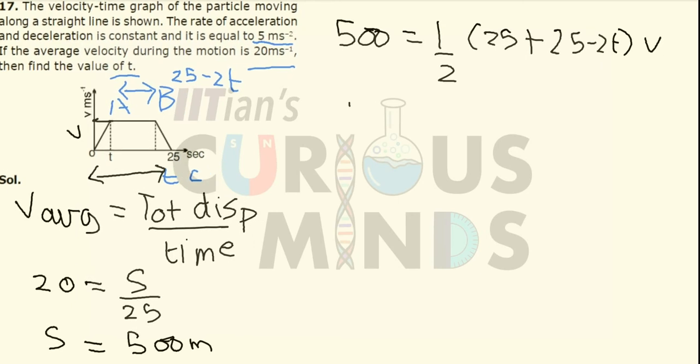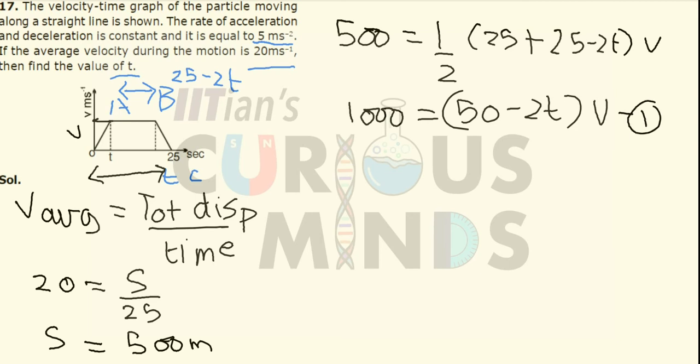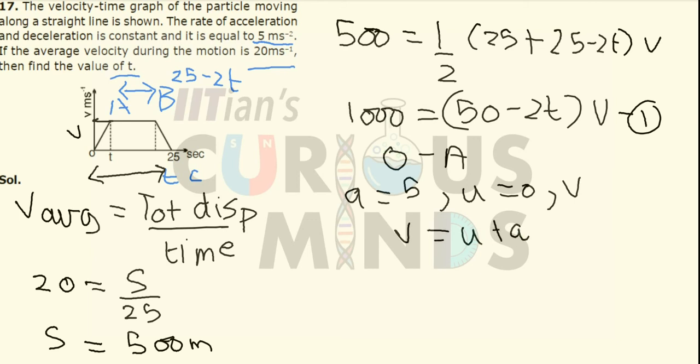So if I simplify this part, 1000 will be equal to (50 minus 2t) into v. Let this be the first equation. Now the constant acceleration or deceleration is given as 5 meter per second square. So in order to go from O to A, the acceleration is equal to 5 meter per second square, initial velocity is equal to 0, final velocity is equal to v. We can use the formula v is equal to u plus at. So initial velocity is 0, acceleration is 5, into t, so v can be substituted as 5t.